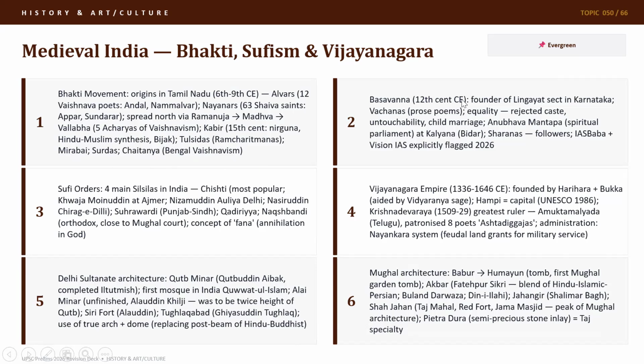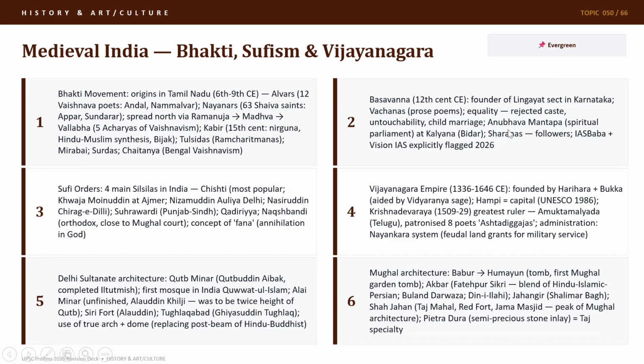We have Basavanna in 12th century CE in Karnataka region. He founded the Lingayat sect in Karnataka, which is one of the leading sects in today's modern Karnataka society also. We have Vachanas given by Basavanna, which are prose poems. He vouched for equality, rejected caste, untouchability, and child marriage. He set up Anubhava Mandapa, which are spiritual parliaments at Kalyana, Bidar. Then there are Sharanas, or followers. So these are also flagged by a few different coaching institutes for high probability.